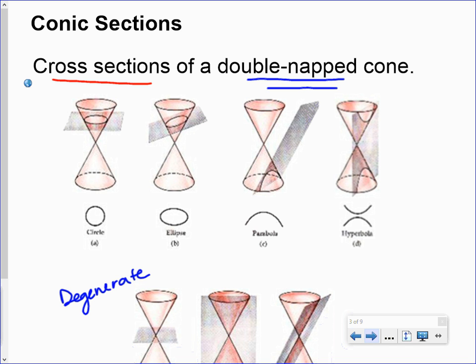Now, something to note about these conic sections, in theory, when you're thinking about the double napped cone and we're thinking about these graphs, the cone would go on forever. Clearly it looks like I have a top and a bottom to my double napped cone, but in theory, the cone just extends out and out and out.